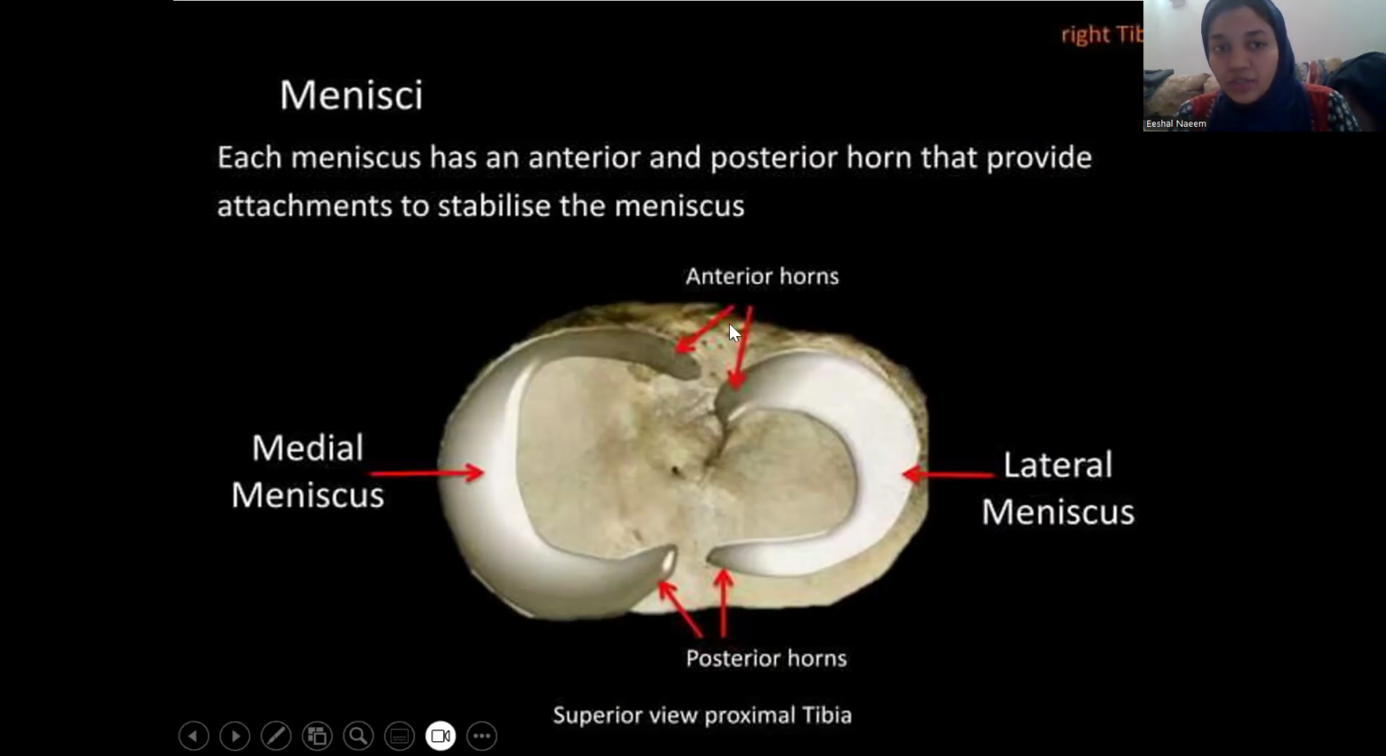What is the importance of these grooves? They provide attachments to the menisci, the anterior horn of the menisci and the posterior horn of the menisci. And why are these menisci important? They deepen that cavity to give better articular ability to the femoral condyles, right?